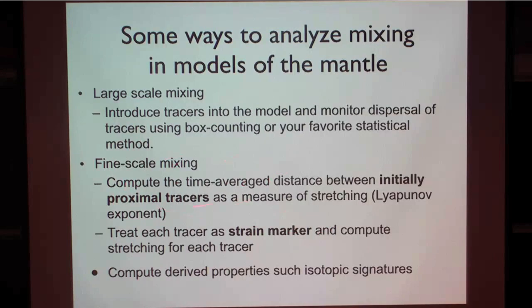The other thing we can do is look at the fine scale mixing, treating each tracer as a strain marker, and then computing how deformed it gets. The typical way that's done is either by treating it as a strain marker in the sense that structural geology uses, or another way is to take two tracers that are very close together and treat their increasing distance as a measure of stretching.